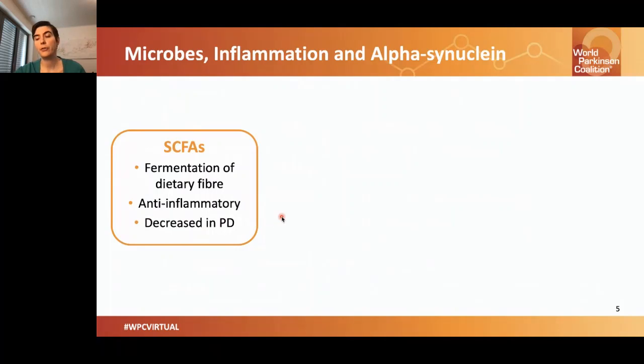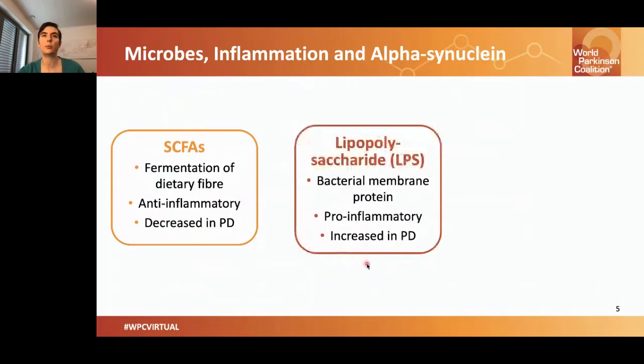On the other end of the spectrum, we have, for example, lipopolysaccharides, or LPS, which are microbial membrane components that cause a strong immune response. When the gut barrier is disturbed, LPS can escape the gut, disturb the blood-brain barrier, and activate microglial cells in the brain.